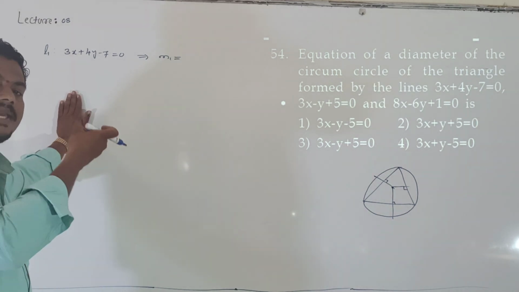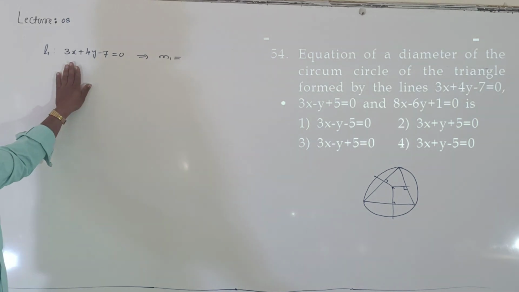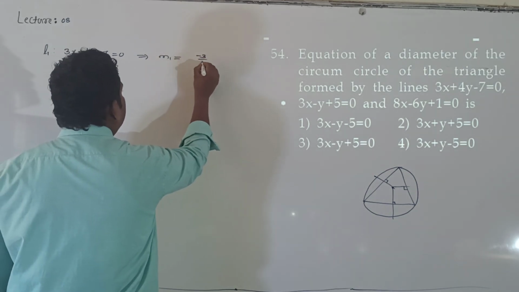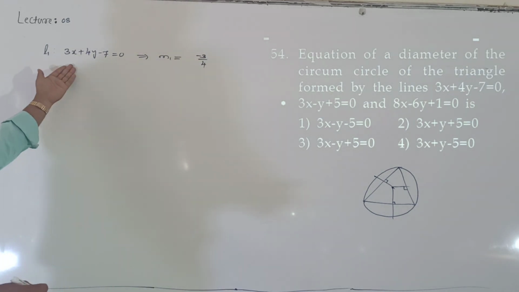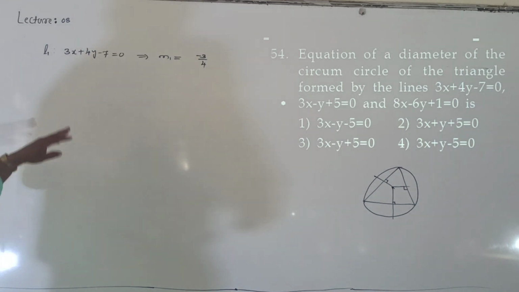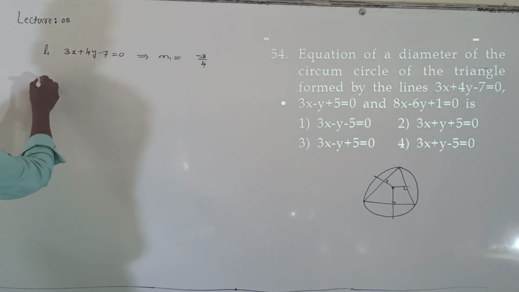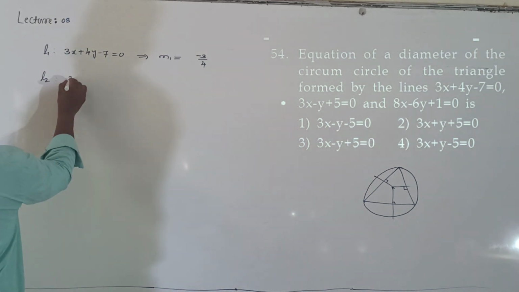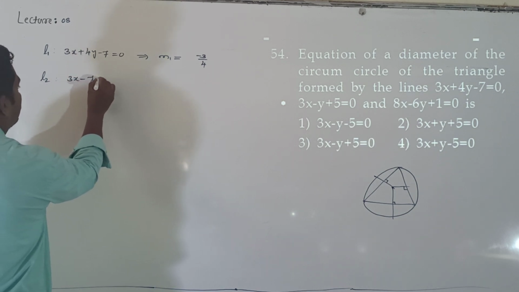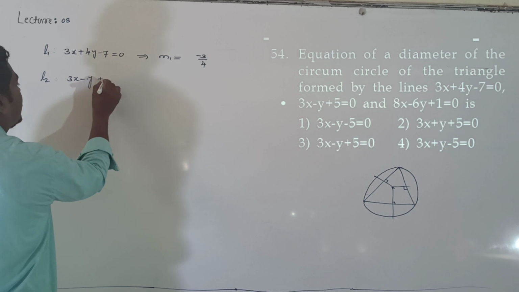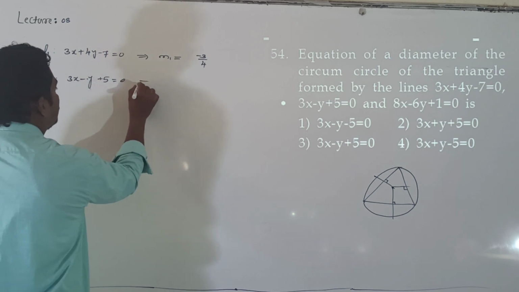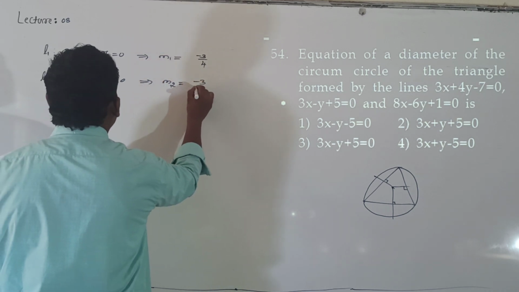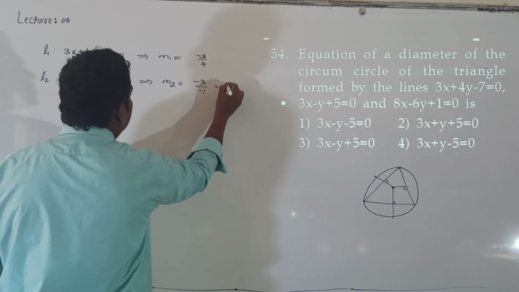Line 1 is one of the sides of the triangle, right? M1 is equal to minus 3 divided by 4. Why? Because it is like ax plus by plus c equal to 0, slope is minus a divided by b. And line 2. The line 2 equation is 3x minus y plus 5 equal to 0. What is its slope? Minus 3 divided by minus 1, that's equal to 3.